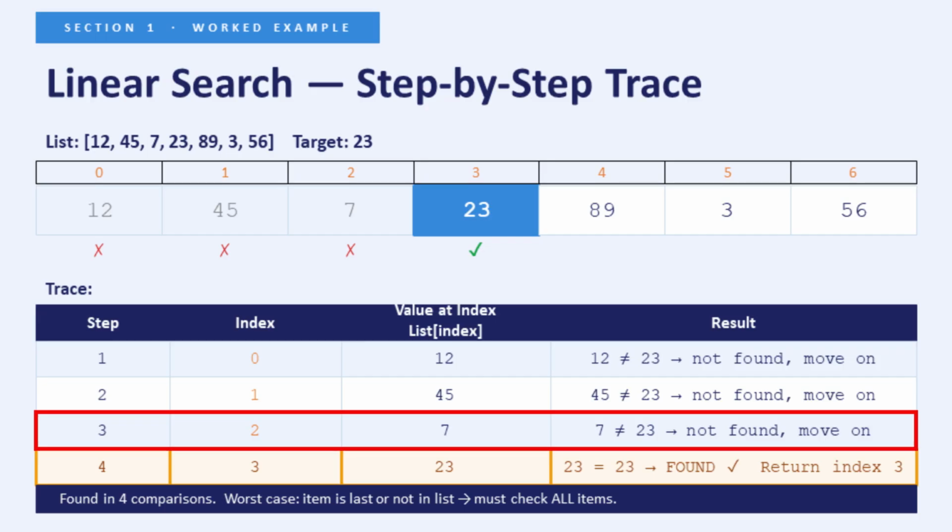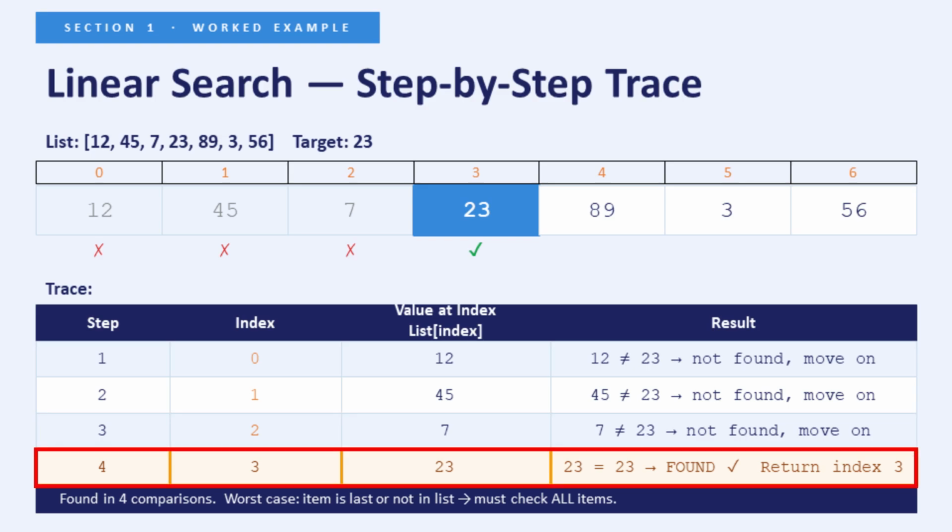Step 3, index equals 2. The value at index 2 is 7. Is 7 equal to 23? No, move on. Step 4, index equals 3. The value at index 3 is 23. Is 23 equal to 23? Yes, found it. Return index 3. The algorithm stopped as soon as it found the target. It took 4 comparisons. We return index 3, meaning we tell the program the item you are looking for is at position 3 in the list.